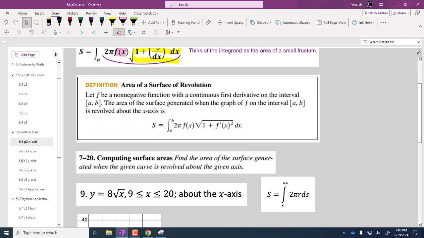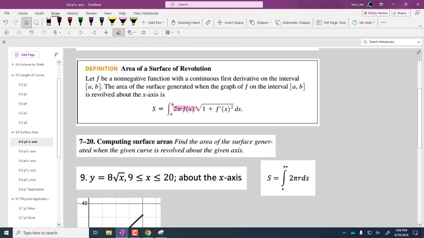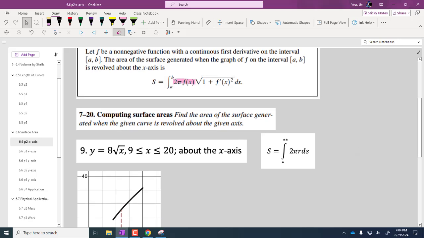So here is our formula. It's the ds formula with one change. There's a 2 pi r in front. So 2 pi r is the circumference of the circle, and then ds is our arc length integral, which puts the square root of that into it. So that is how we are going to find the area of a surface.